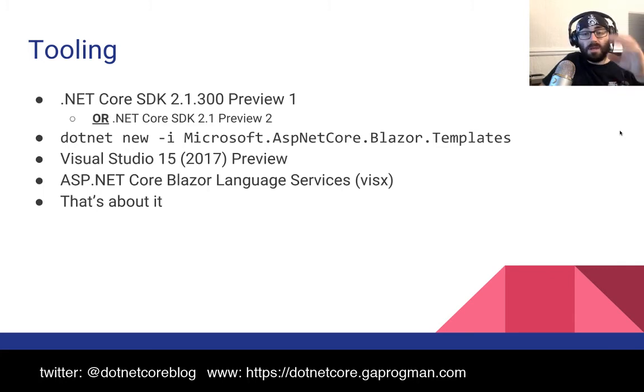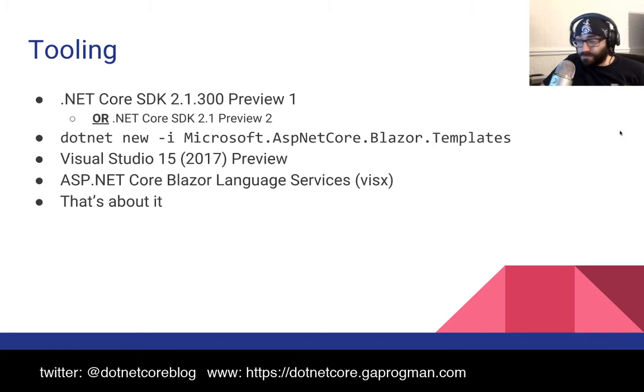To get those templates to show, and to get the support for the tag helpers and all that kind of stuff, you need to install the latest version of the Visual Studio 15, that's 2017 to you and me, preview. You also then need to install the ASP.NET Core Blazor Language Services VSIX. That's a Visual Studio extension. I'll leave links to these in the show notes. Once you have those, you can then load up the preview for Visual Studio, go File, New, Blazor, which is pretty cool.